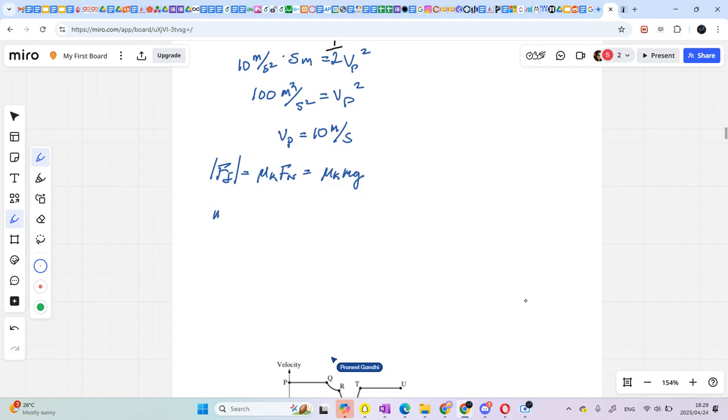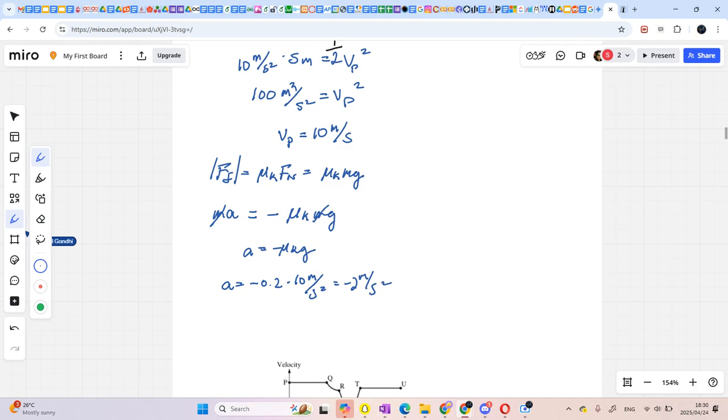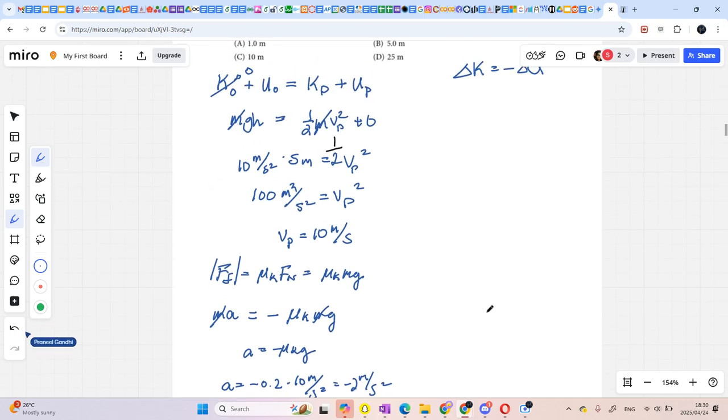So we're going to say the mass of the block is m and the acceleration of the block is a. I'm going to set this negative now, mu k mg. You'll notice the m drops out of the equation, so the acceleration is just going to be equal to negative mu k times g. So acceleration is going to be equal to negative 0.2 times 10 meters per second squared, which is going to be equal to negative 2 meters per second squared. So that's going to be our deceleration, essentially.